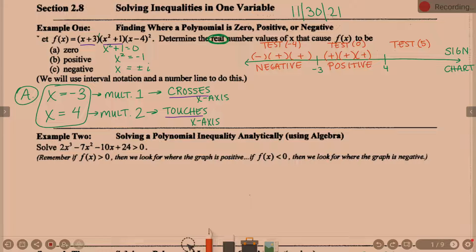What do we know about 5 plus 3? That is a positive. 5 squared plus 1? Positive. 5 minus 4, quantity squared? Positive. What's a positive times a positive times a positive? A positive.